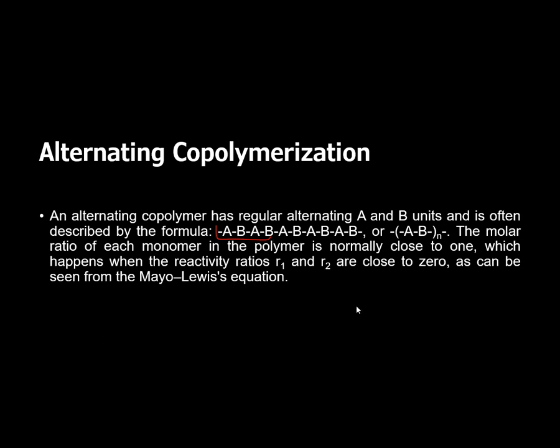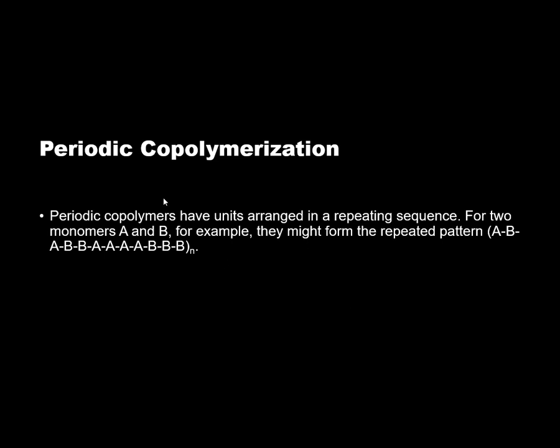And let's go to the next slide. Periodic copolymerization. Periodic copolymers have units arranged in a repeating sequence for two monomers A and B. For example, they might form the repeating pattern AB, ABB, ABBB, and so on up to N. So, in a repeating sequence, they are mentioned for two monomers A and B.